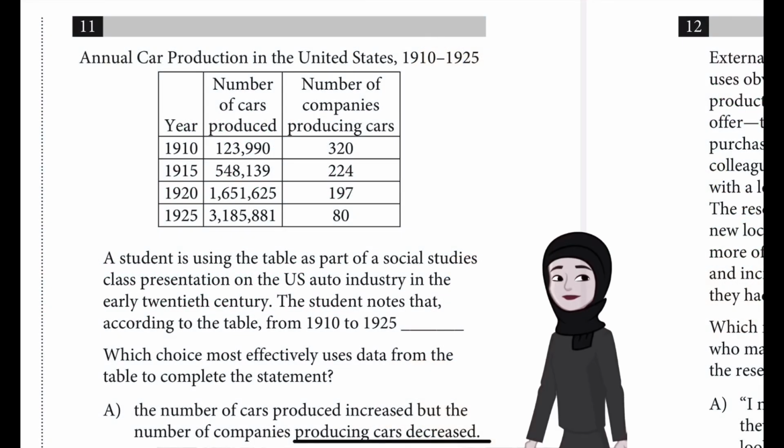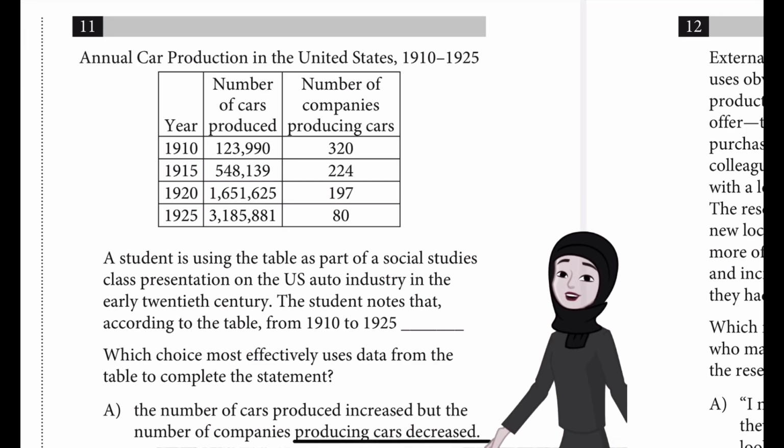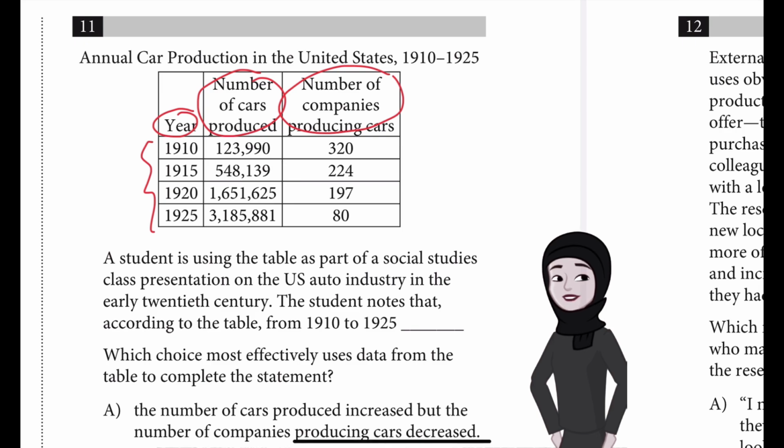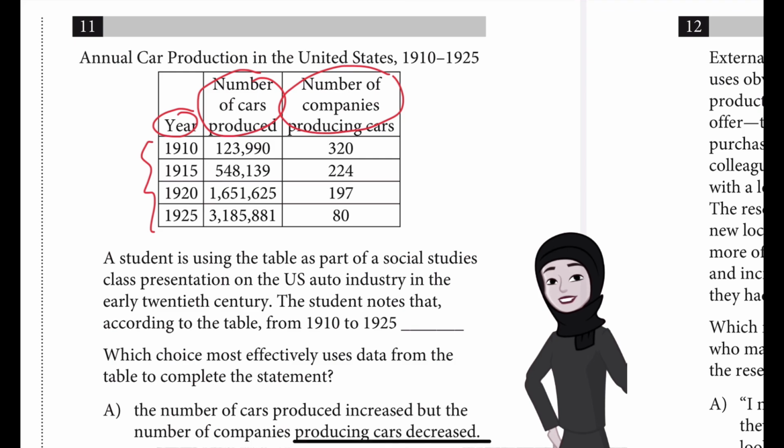Number 11. Annual car production in the United States from 1910 to 1925. So the year, number of cars produced, number of companies producing cars. So the years are mentioned here. 1910, 123,990 cars, and the companies is 320. 1915, 548,139 cars and 224 companies.